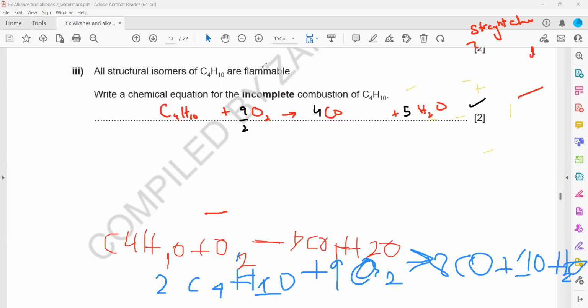Or what else you can do? You can multiply this whole equation by 2. So when I multiply this whole equation by 2, this will become 2, this will become 9, this will become 8, and this will be 10. As it is producing carbon monoxide, first balance carbon, then hydrogen, and at the last other elements. And if you are using a fraction and want to convert into a whole number, just multiply all of them by 2. But a fraction is acceptable or the whole number, but not a decimal.